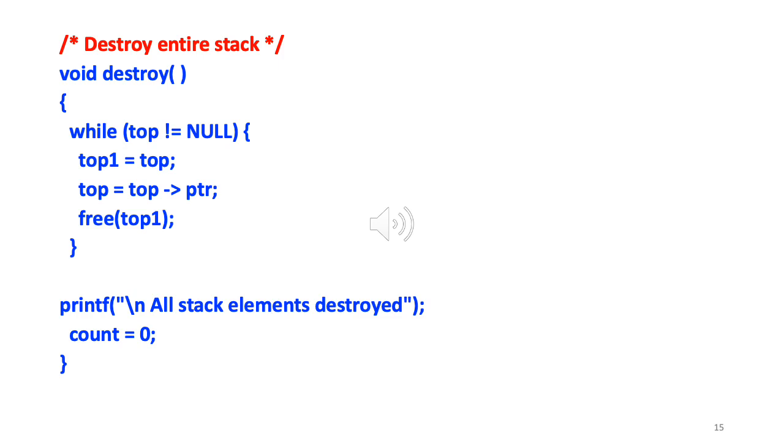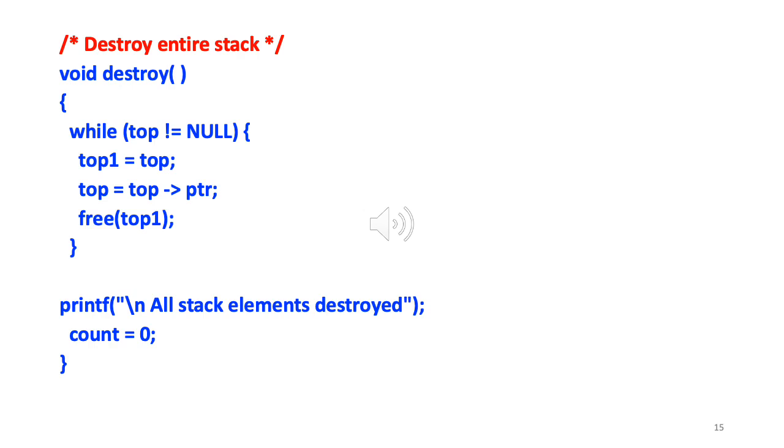So the idea is at any given point we are always pointing to the top node. So we delete that top node, and then of course the next node becomes the top. Then we delete that. Then the next node becomes the top. Then we delete that. So one node at a time, always deleting the top until we are left with no nodes. Okay. So void destroy, how does it look? While top is not equal to null, top1 is top, right?